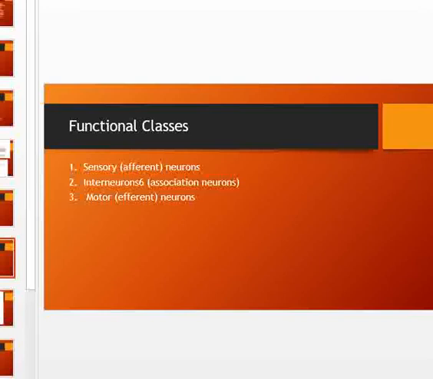Still on functional classes, let's talk about interneurons, or association neurons. These interneurons are what you called relay neurons in your high school syllabus. They lie entirely within the central nervous system. They receive signals from many other neurons and carry out the integrative function of the nervous system. That is, they process, store, and retrieve information, and they make decisions that determine how the body will respond to the stimuli.